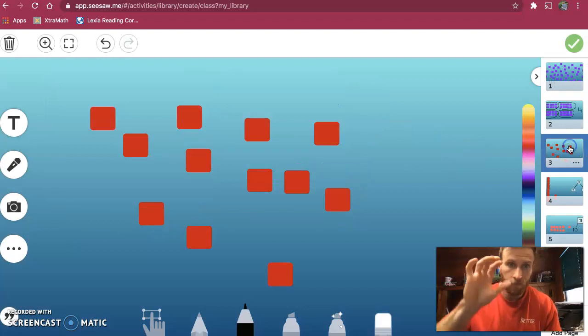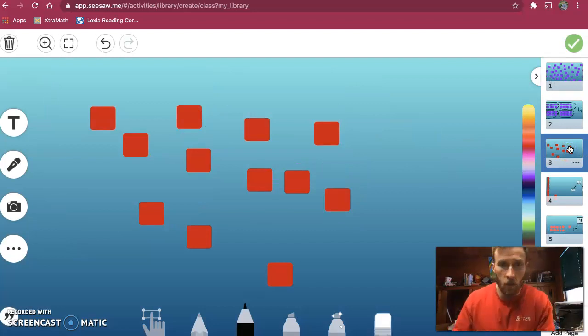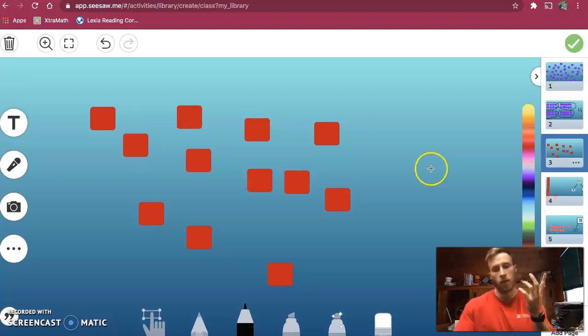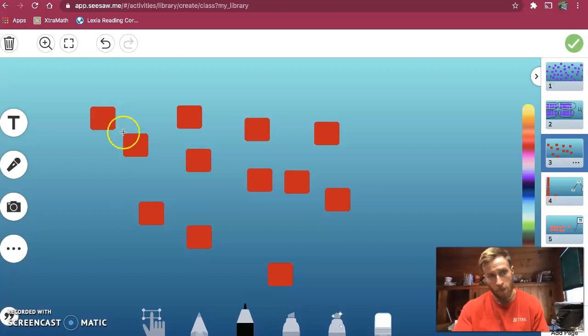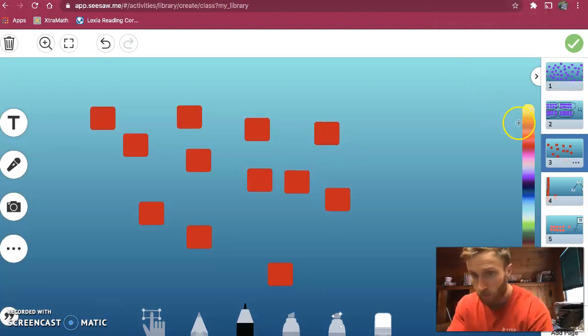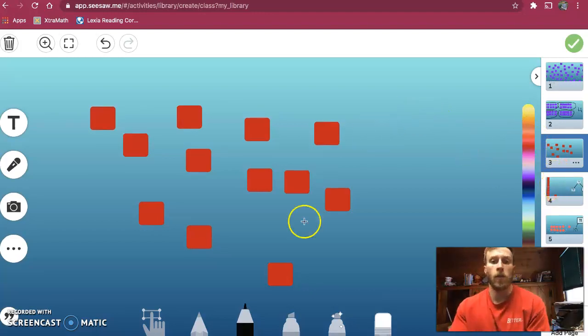Let's move on. Looking at these squares right here, how many do we have? Let's think. Let's count. I'll start with this one. 1, 2, 3, 4, 5, 6, 7, 8, 9, 10, 11, 12. Okay, so we have 12 counters right here. And I'm going to write that down. Give me one sec. We got 12 here.